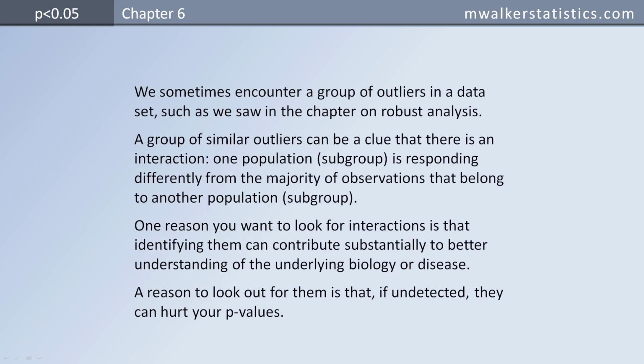We sometimes encounter a group of outliers in a dataset, such as we saw in the chapter on robust analysis. A group of similar outliers can be a clue that there is an interaction. One population, subgroup, is responding differently from the majority of observations that belong to another population, subgroup. One reason you want to look for interactions is that identifying them can contribute substantially to better understanding of the underlying biology or disease. A reason to look out for them is that, if undetected, they can hurt your p-values.